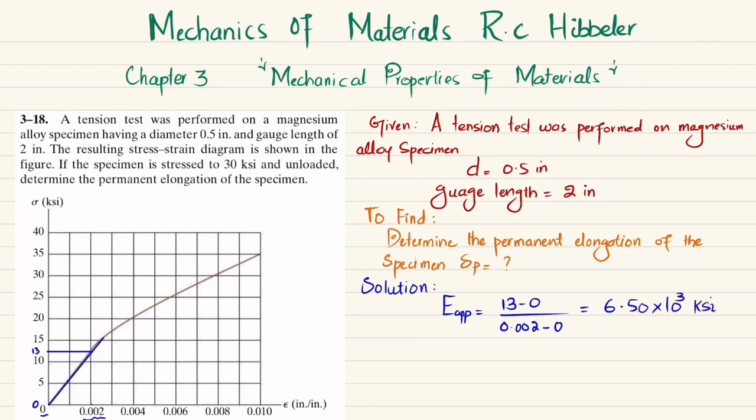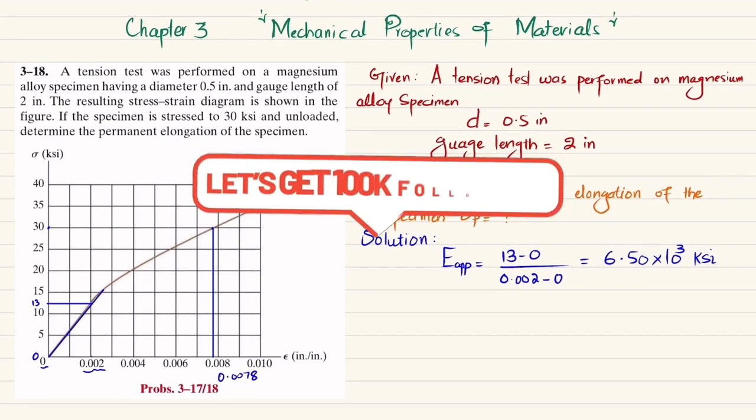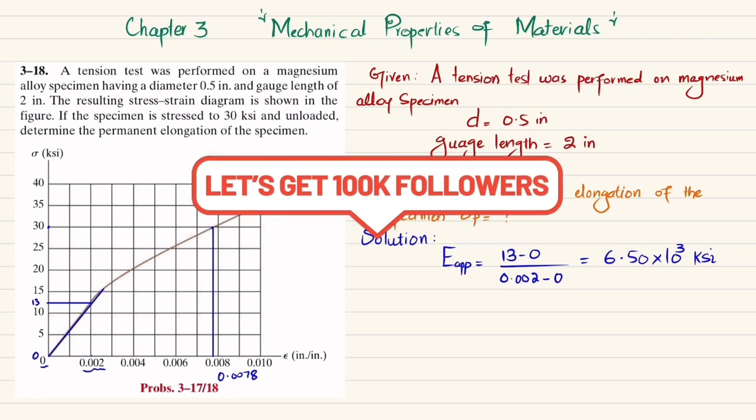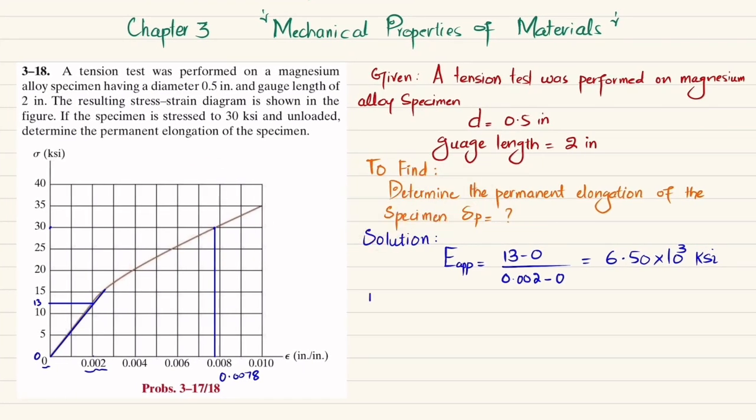Okay. Now we have found this. You can see that it is given that the specimen is loaded to 30 KSI. So at this load, the strain will be 0.0078. After it is unloaded, it comes back, but it will not come to its original position and it will have a certain strain. So how will you find that strain? That is what we call permanent elongation. So let me write it: permanent elongation.